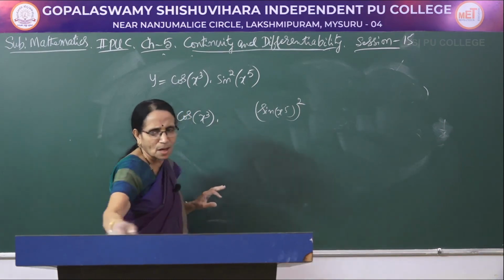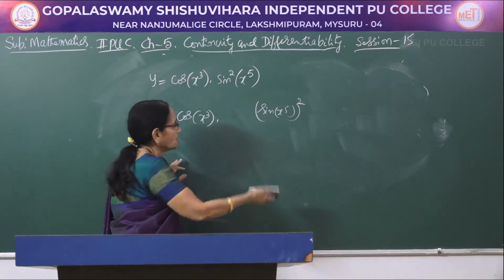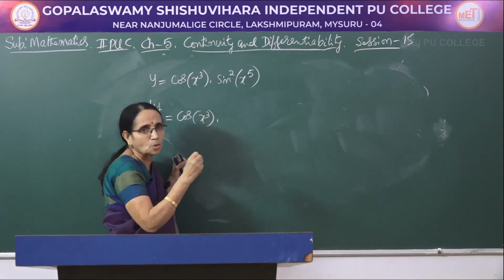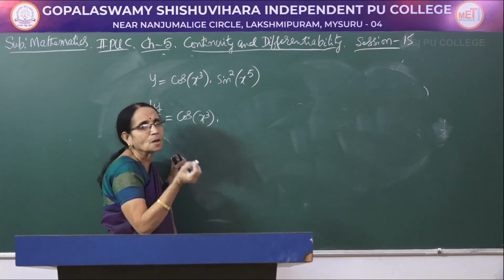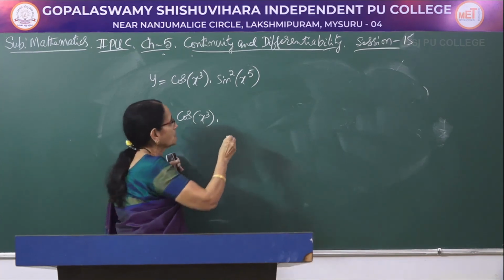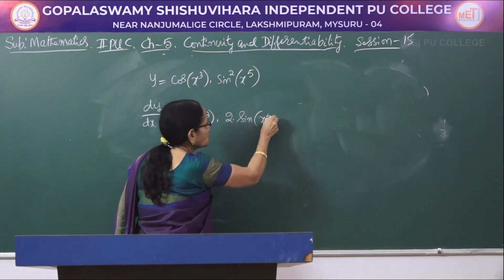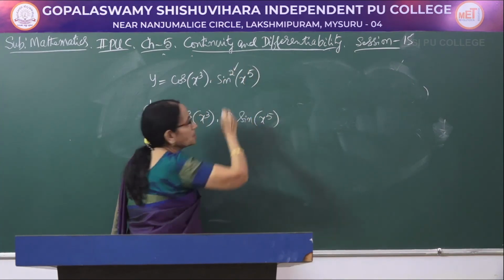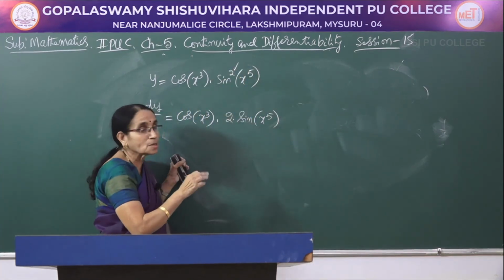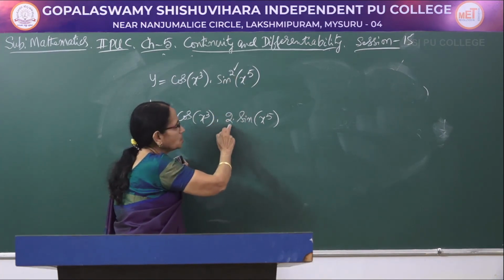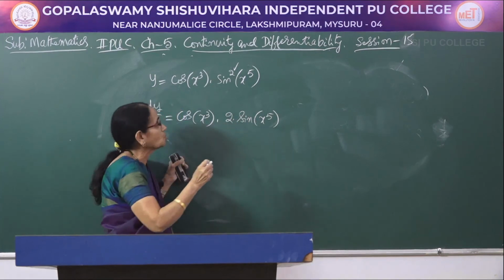So, that is, without writing that, I can also write: x to the power 2 means 2 into x, or x to the power n means n into x to the power n minus 1. 2 into sine of x to the power 5. So, this part is over. I am applying the chain rule here, three terms would be there. X to the power n means n into x to the power n minus 1, that is over.